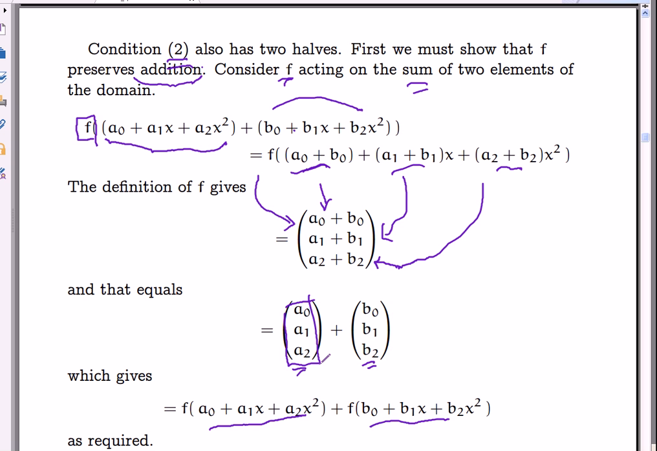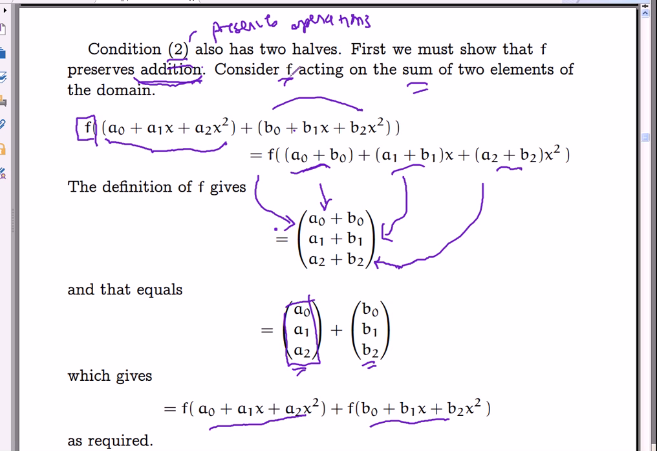Okay, so we've shown that the mapping f is one-to-one and onto. We want to show condition 2, which is that the function preserves operations. Okay. Now there are two operations, so this proof has two parts. First, we need to show that f preserves addition.